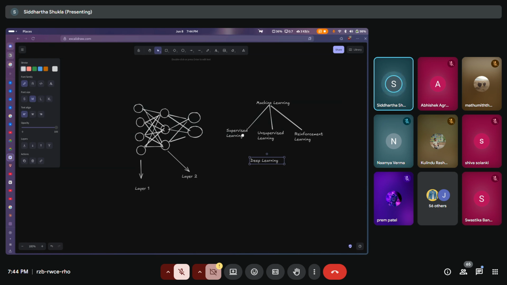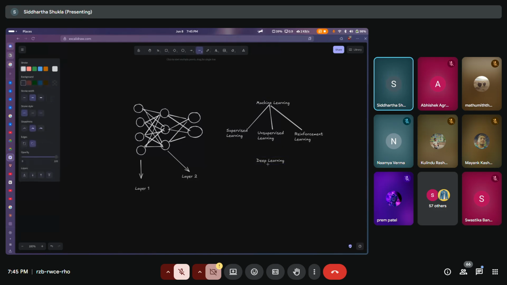And then, unsupervised learning, we maybe have something like k-means clustering, and in reinforcement learning we have Q star. So anyway, moving on to deep learning.